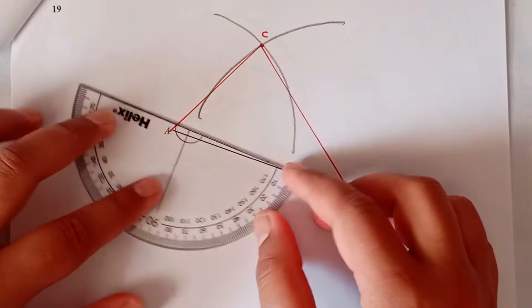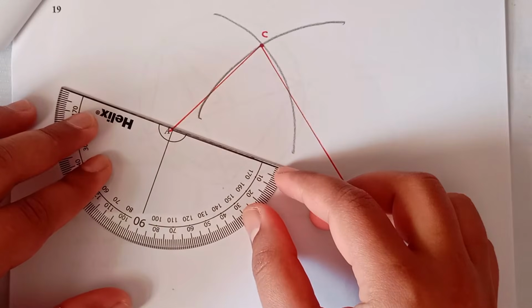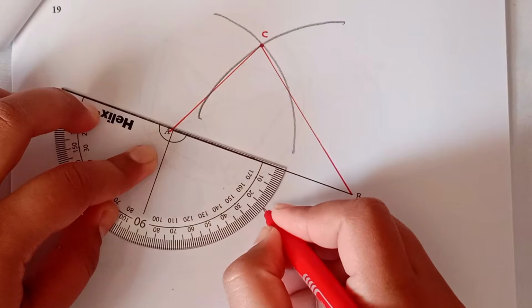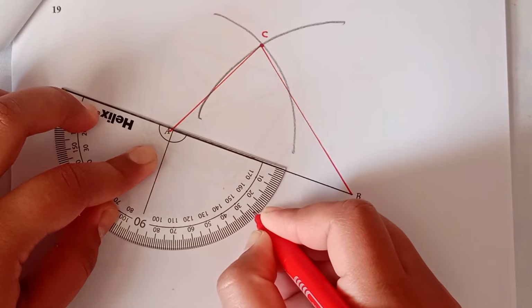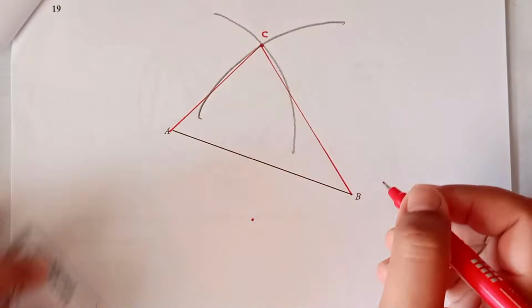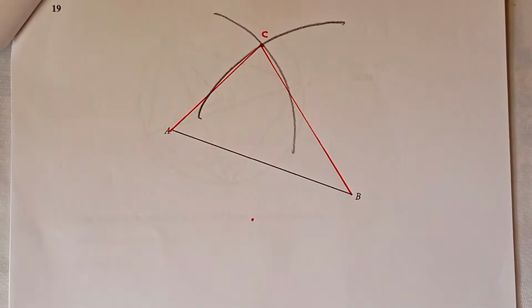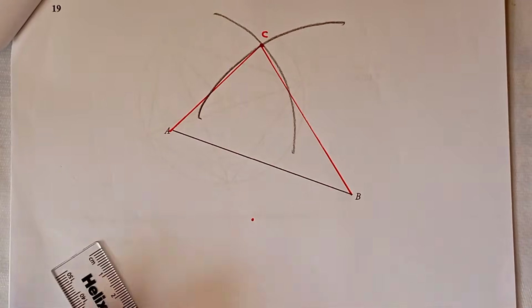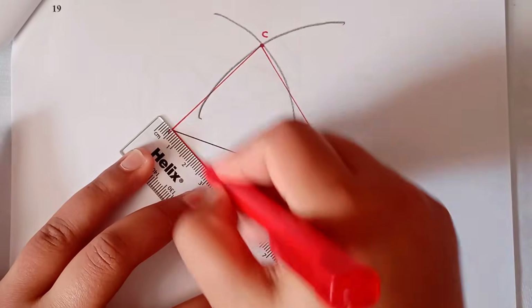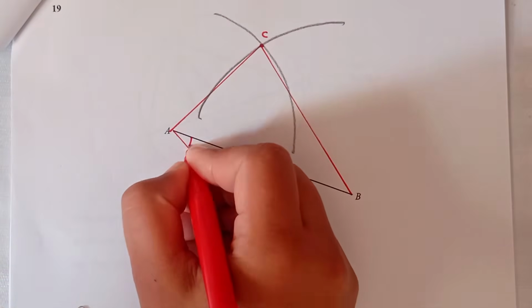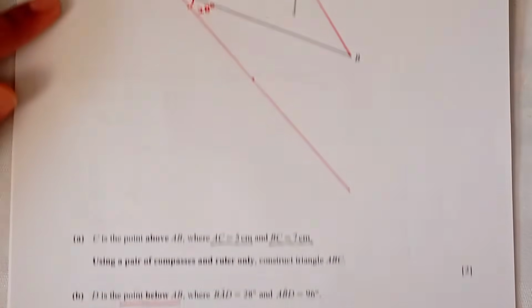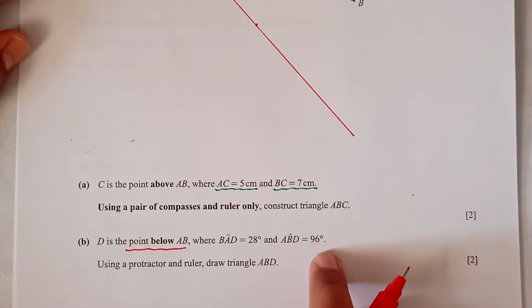Okay, using the protractor, put it on A and find 28 degrees. So we have 25, 26, 27 and 28 over here. Yes, this is 28 degrees, right? Okay, now let me draw the line. So this angle is 28 degrees. Okay, now the next angle they said is 96.